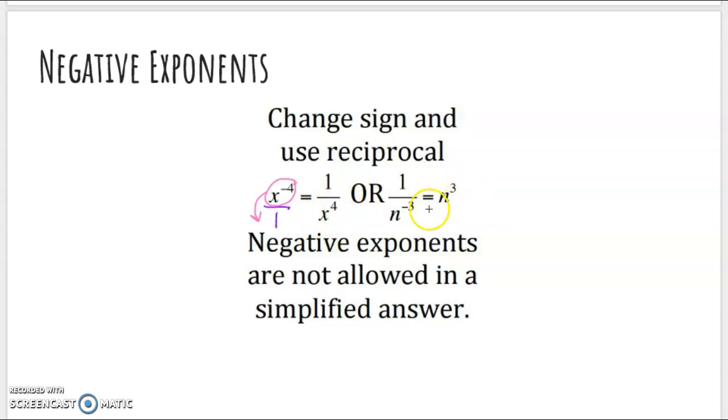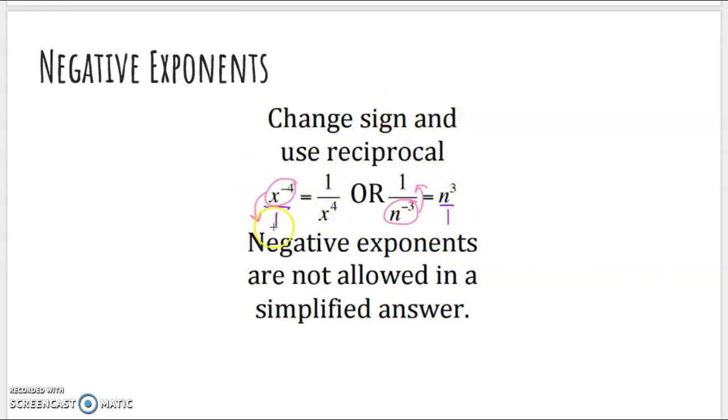so it is a positive exponent. Same thing with over here. I had an n to the negative 3rd, so it was currently living on the wrong side of the fraction. I can move it up here and then it becomes a positive exponent because now it's living on the right side of the fraction. Technically it's still over 1.